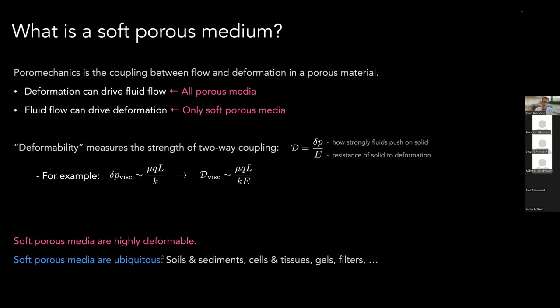So these soft porous media are ubiquitous. Things like soils and sediments are very soft. Things like cells and tissues are very soft. Things like gels are actually soft and porous, and also things like filters. And I'll give lots of other examples over the course of the talk. So really, we'd like to understand how flow works in these kinds of systems.